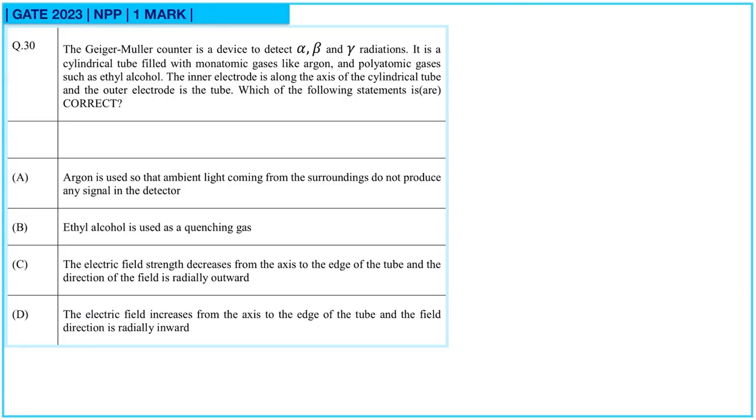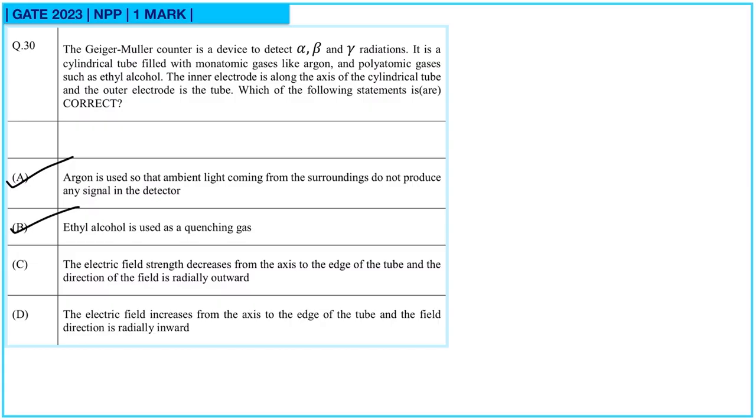Next question. The Geiger-Müller counter is a device to detect alpha, beta and gamma radiations. It is a cylindrical tube filled with monoatomic gases like argon and polyatomic gases such as ethyl alcohol. The inner electrode is along the axis of cylindrical tube and the outer electrode is the tube. Which of the following statements is or are correct? Statement A. Argon is used so that ambient light coming from the surroundings do not produce any signal in the detector. Is correct.